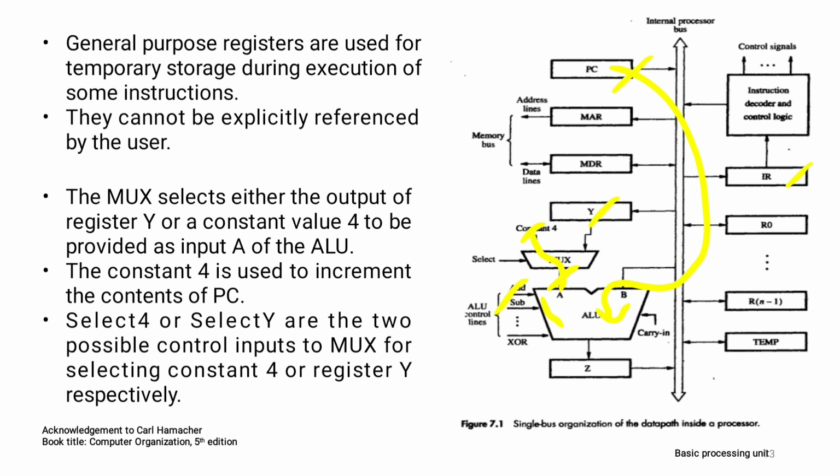Both are added as per the control signal given by the control logic. So 1000 plus 4, 1004, comes through the Z register and the internal bus and is sent to PC. That is how the program counter is made to point to the next instruction address in memory.